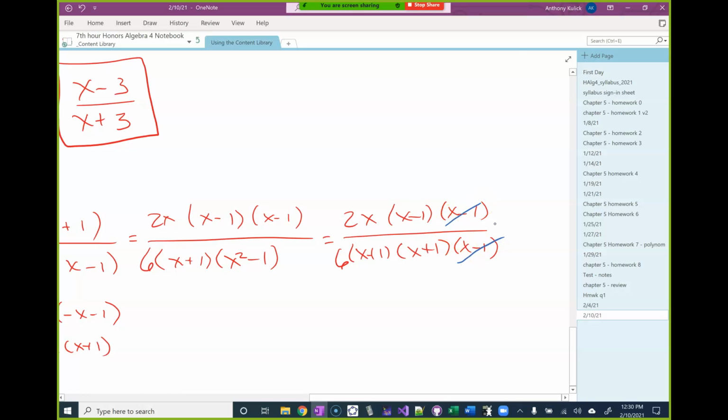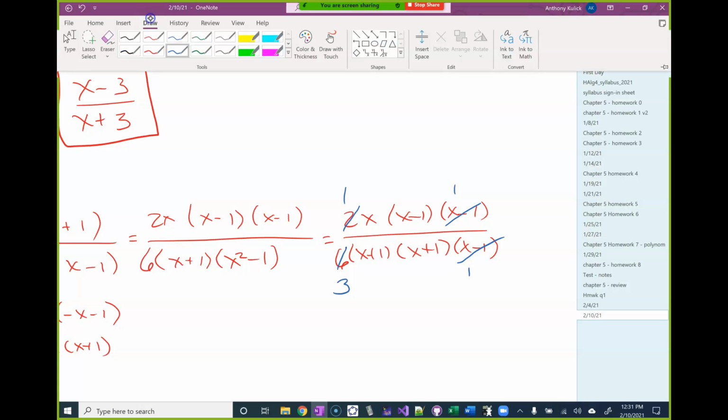Anything else? Yes. Why could I reduce the 2 and the 6 there? Everything was being multiplied, right? So it's okay to reduce that like a fraction because it was all multiplication. We have to be a little bit careful here when we're doing the reducing, but it's still the same idea that we had with regular old fractions.